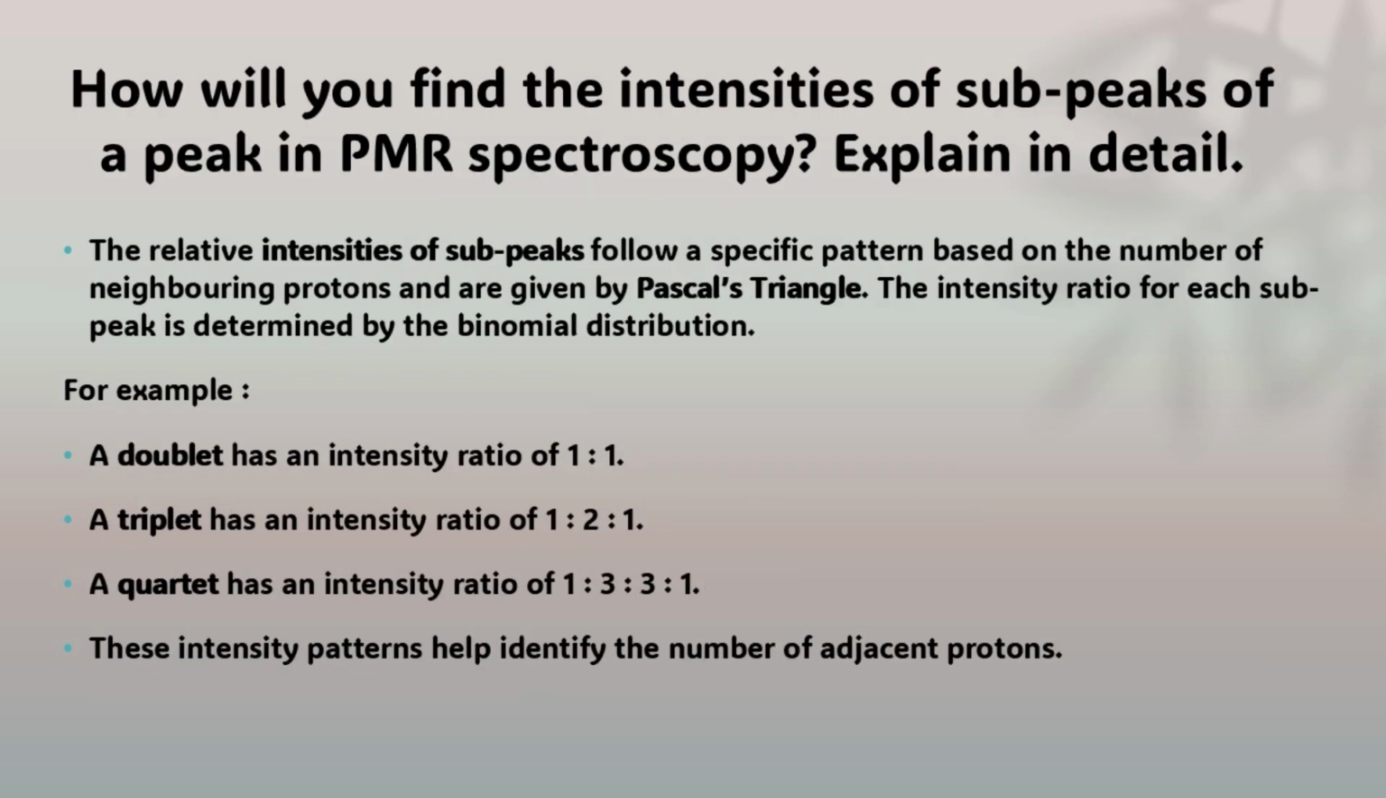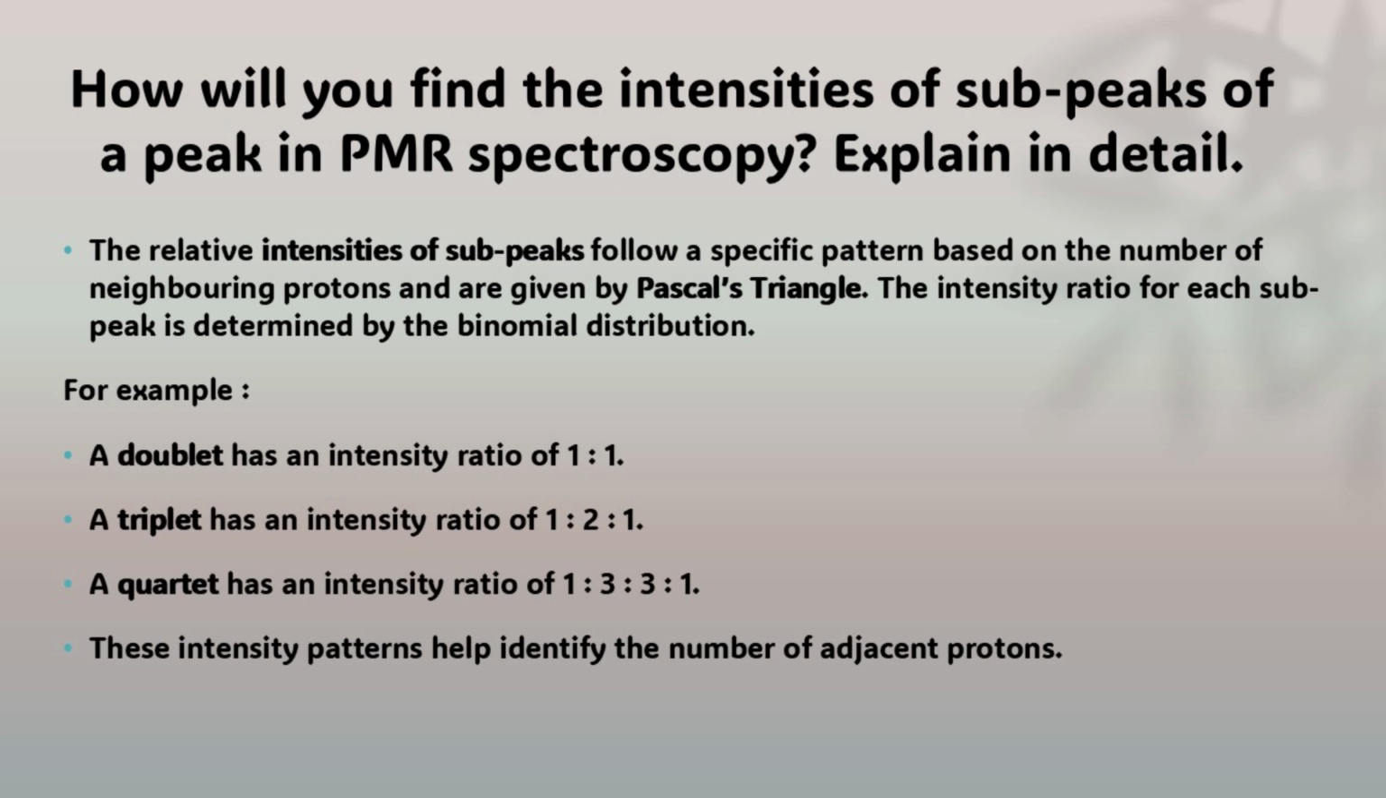The next question is question number 56. How will you find the intensities of subpeaks of a peak in PMR spectroscopy? Explain in detail. The answer to this question is, the relative intensities of subpeaks follow a specific pattern based on the number of neighboring protons and are given by Pascal's triangle.